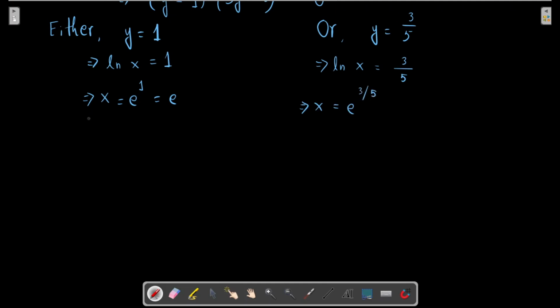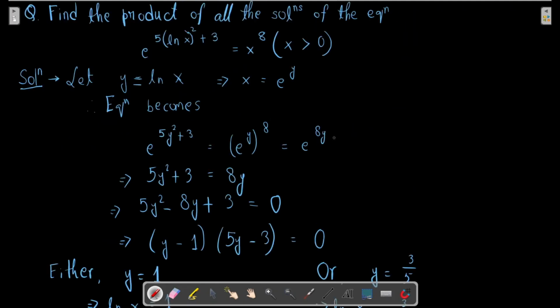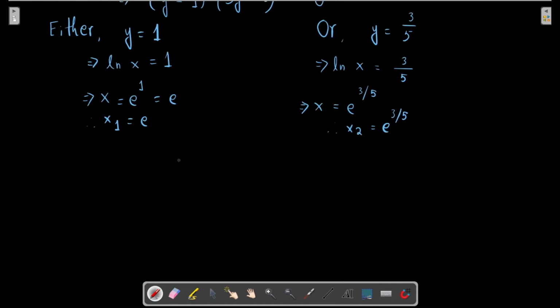Let's take the first root to be x1 equal to e, and the second root x2 equal to e raised to the power 3 upon 5. We have to find the product of all the solutions. We only have two solutions here, so we have to find the product of x1 and x2.